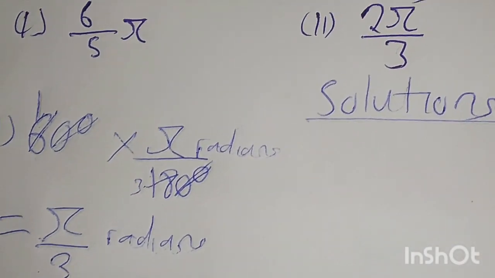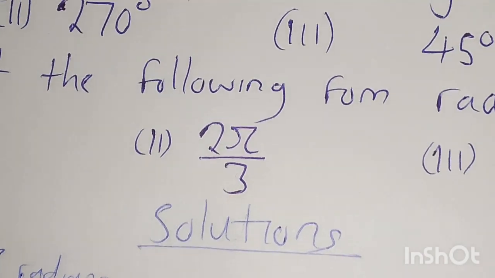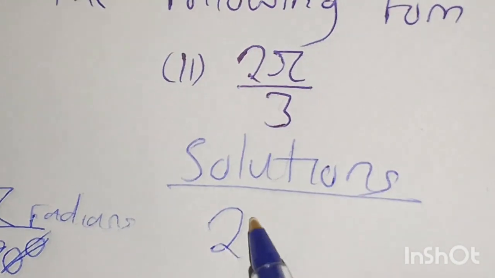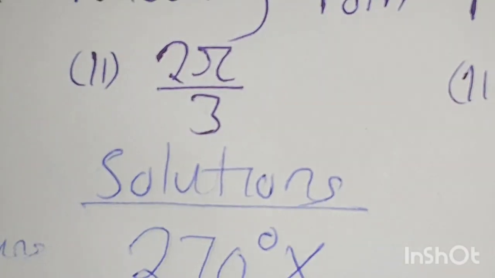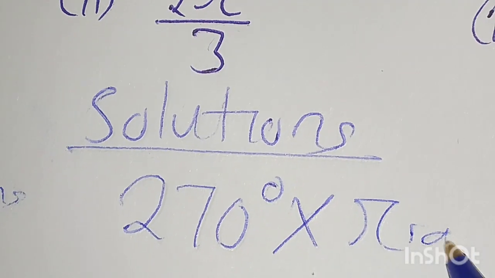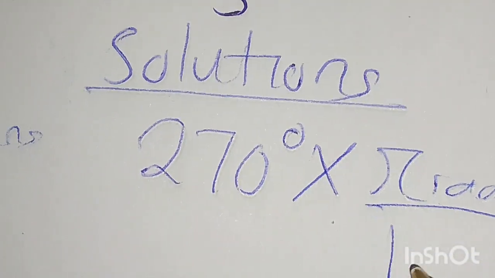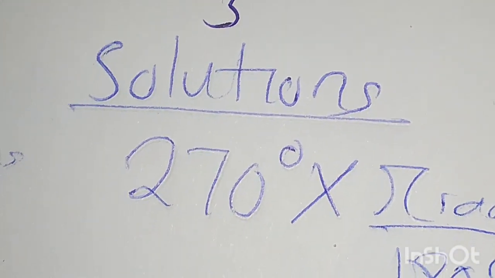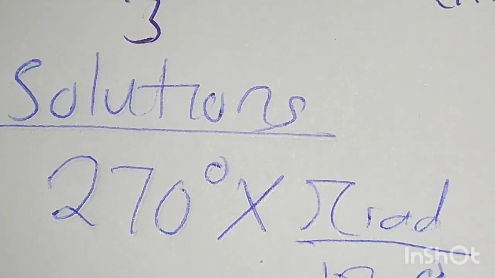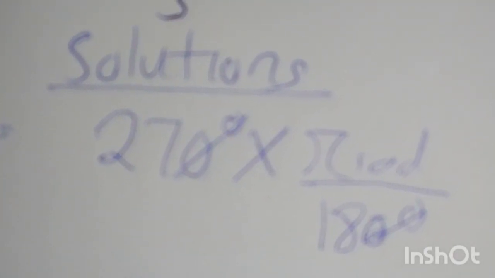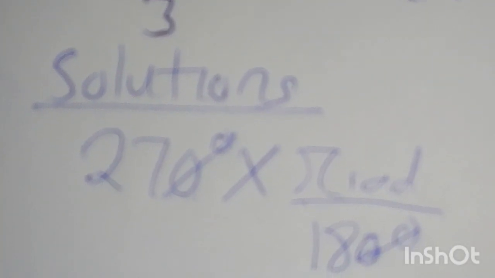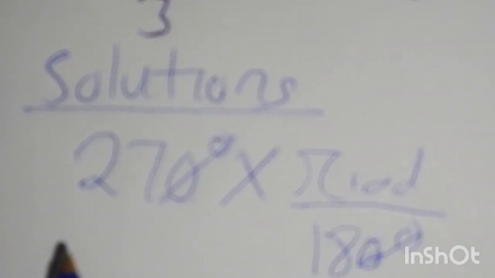Then you also have been given 270 degrees. So we have 270 degrees. You also multiply it by pi rads over 180 degrees. So 0 and 0 first can cancel. Now you have to find what number can go into 18 and can also go into 27. So we have 9. 9 can go into 18, 9 can also go into 27.